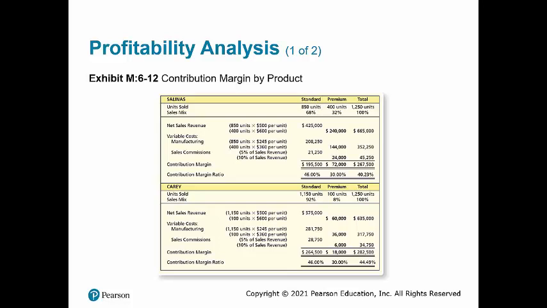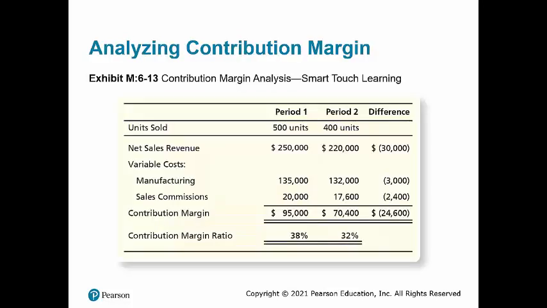Now this exhibit shows the income statements in a contribution margin format for two accounting periods for Smart Touch Learning. At first glance, it appears that a decrease in the number of units sold from 500 units in period 1 to 400 units in period 2 caused a decrease in contribution margin. However, that doesn't explain why the contribution margin ratio decreased from 38% to 32%. Remember, a change in sales volume does not affect the contribution margin per unit.